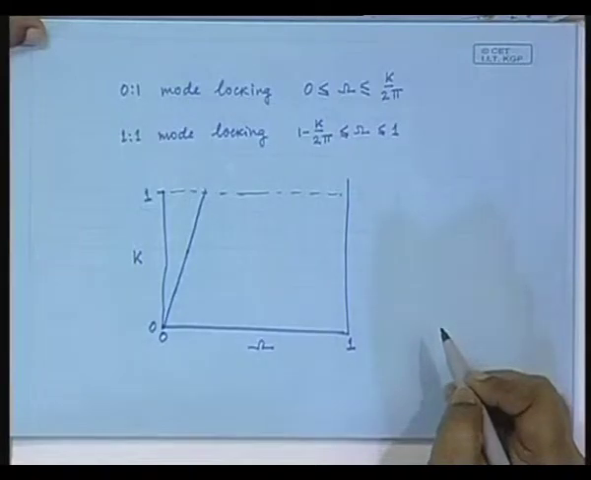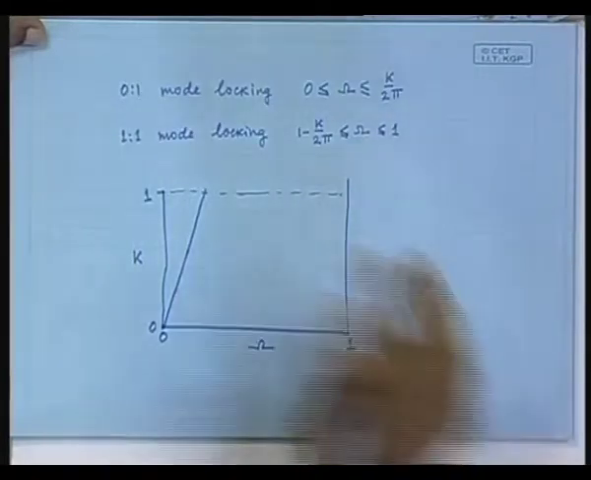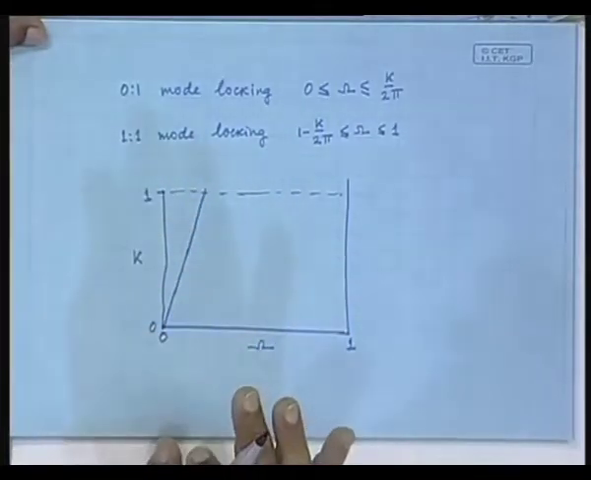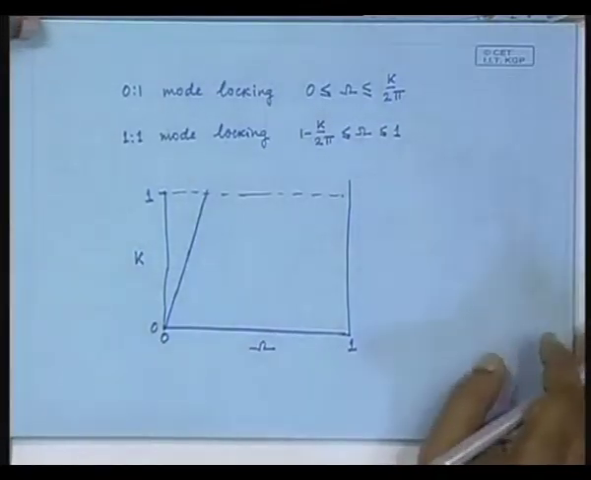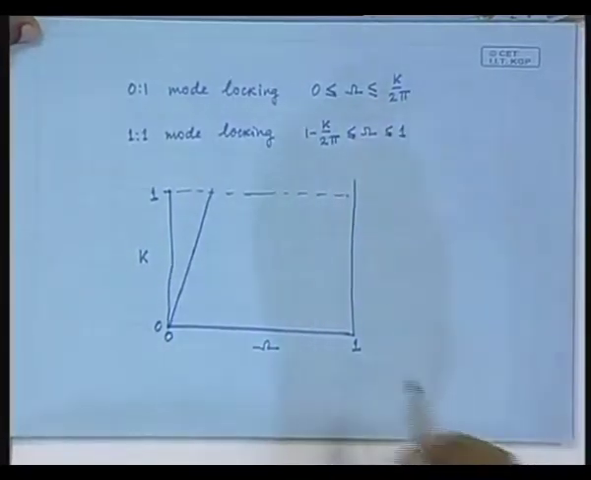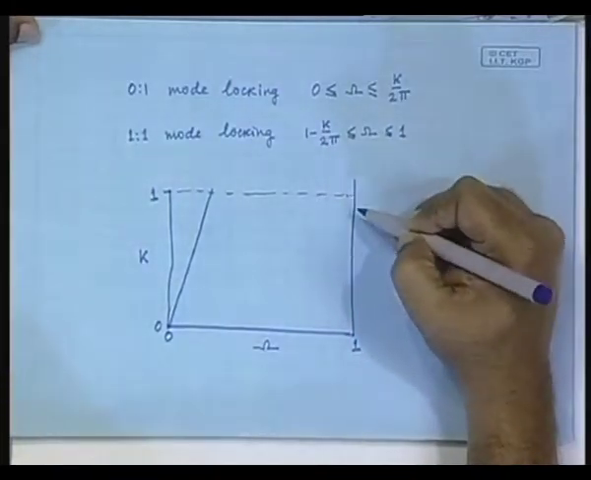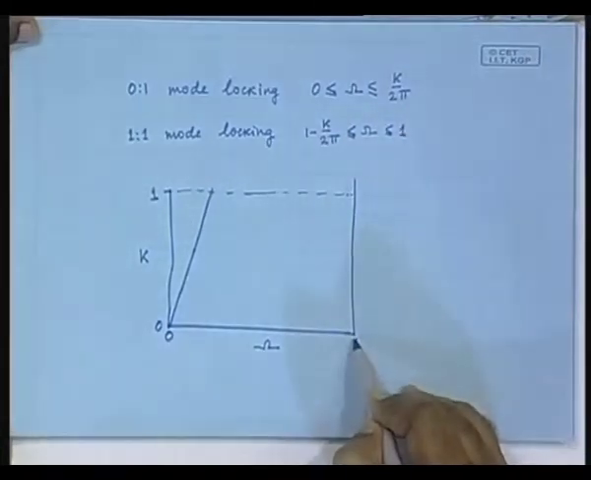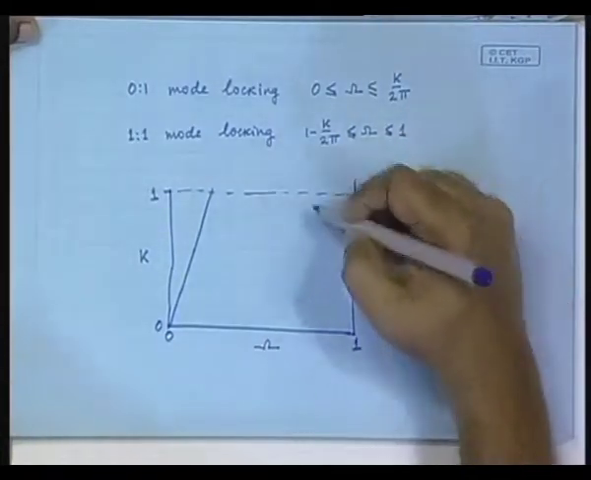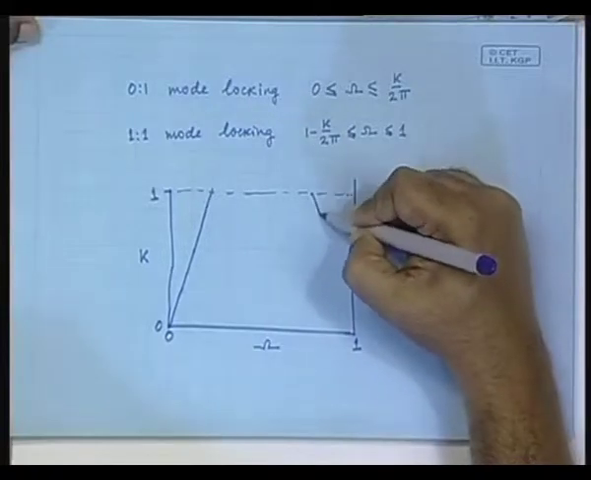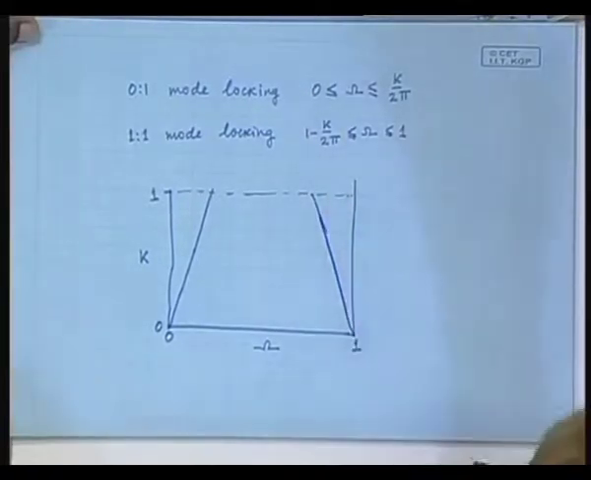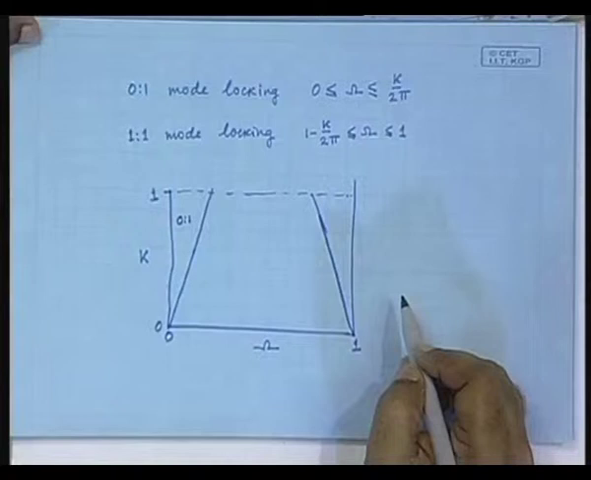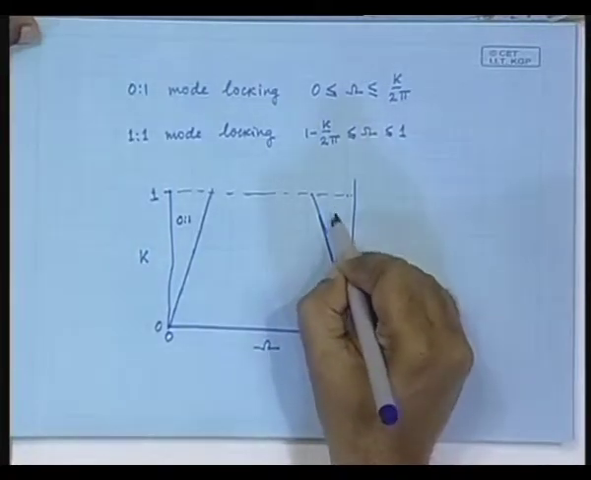Fine. So why are we limiting k to 1? No, we are not limiting. We are only now studying what happens between 0 to 1. It is not really limited to 1. We will see what happens if it goes beyond 1. Then here also this is a range that is limited to 1, but it starts from 1 minus k by twice pi, and so here is also a linear range that goes like this. So, this is the range in which you will see 0 to 1 locking, and this is the range where you will see 1 to 1 locking.